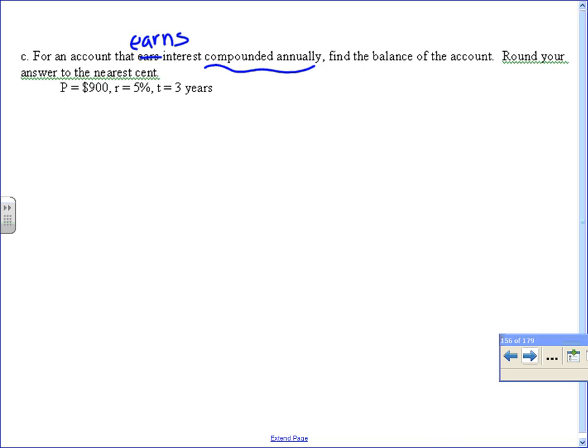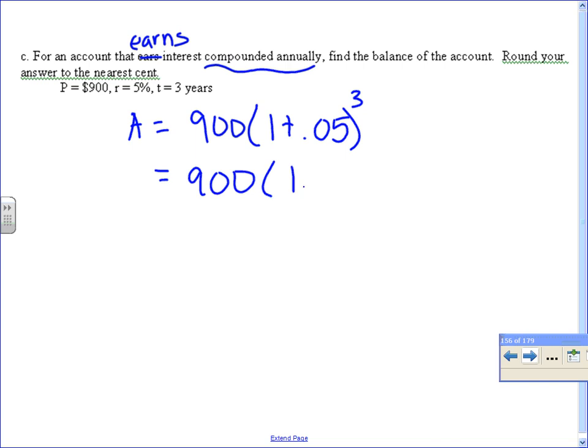Okay, so we need to find the balance. We know the principal. We know the interest rate, which is 5%, and it's 3 years. What's wrong? Yeah, I did. Thank you, Adam. Sorry. 900. That makes a big difference. Thank you. What happens when I talk and try to write at the same time? So the years for 3, make sure that's an exponent. We have 900 in parentheses 1.05 cubed.